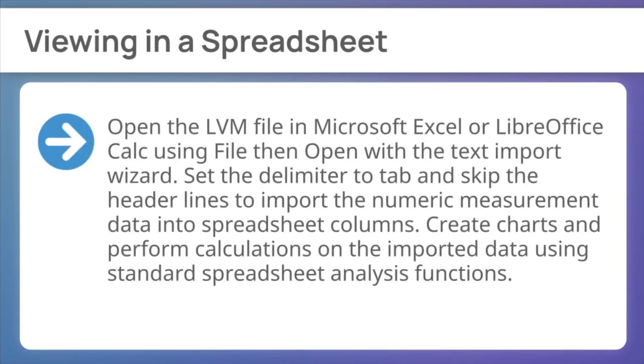Next, viewing in a spreadsheet. Open the LVM file in Microsoft Excel or LibreOffice Calc using File, then Open, with the Text Import Wizard. Set the delimiter to tab and skip the header lines to import the numeric measurement data into spreadsheet columns. Create charts and perform calculations on the imported data using standard spreadsheet analysis functions.